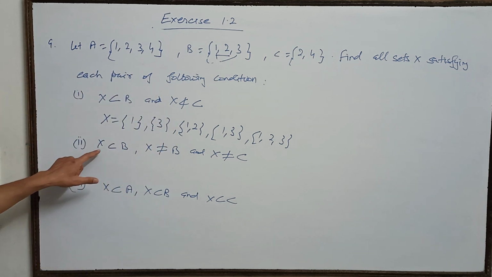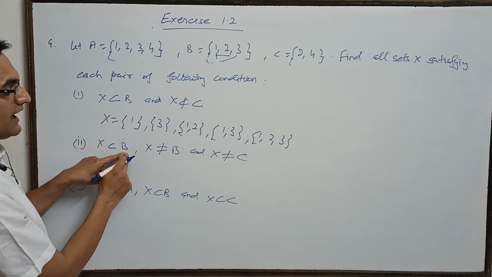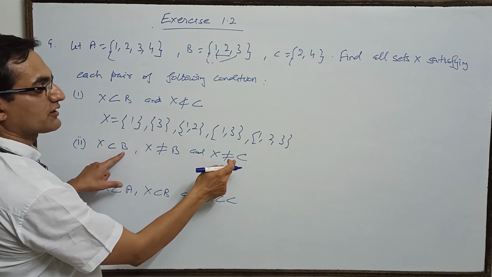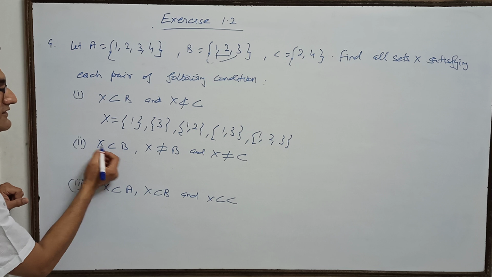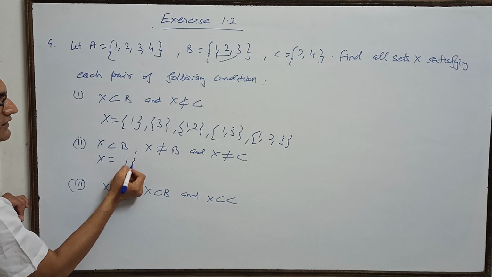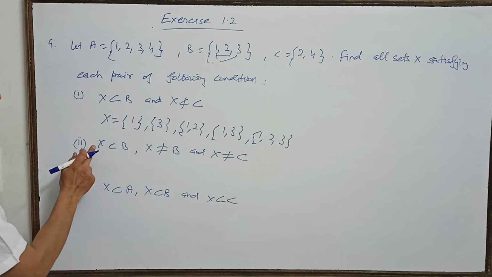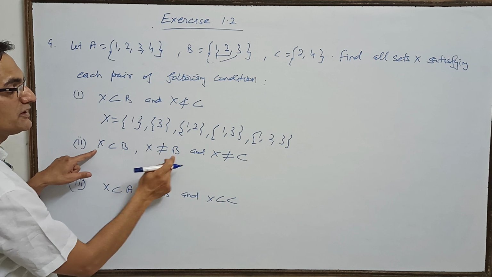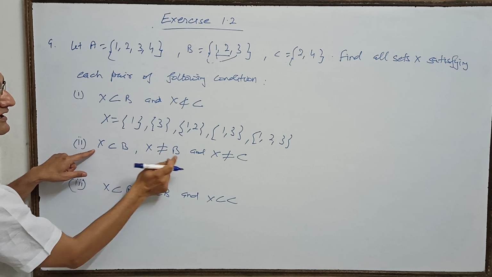Now next comes the second part. X is a subset of B, X is not equal to B, and X is not equal to C also. First of all, X is a subset of B, but not equal to B. Now what can we first take X to be? 1 is there. This is a subset of B. Second condition: X is a subset of B, X is not equal to B and X is not equal to C. It is a subset, but not equal to B.